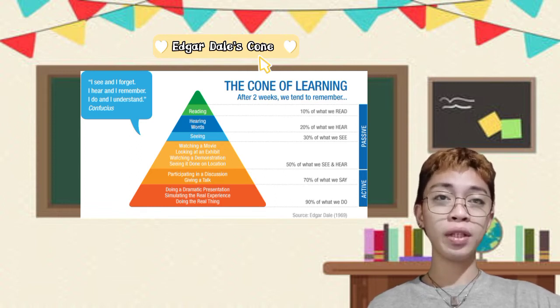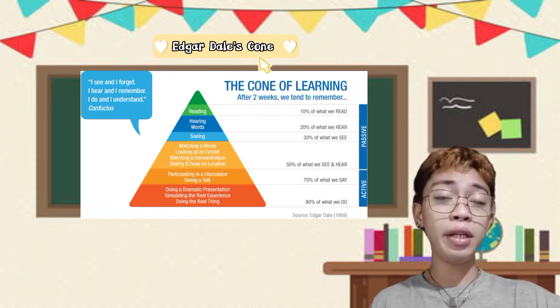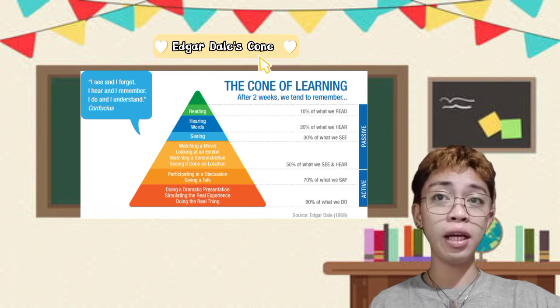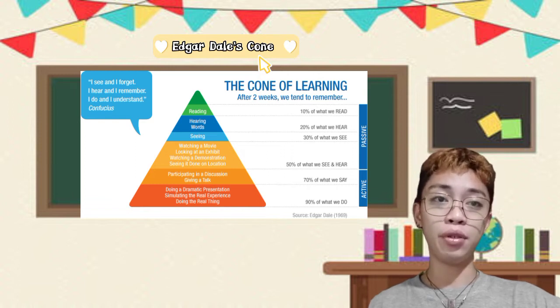The learning of Edgar Dale's cone is a visual metaphor for learner modalities. The objective of Edgar Dale's cone is to visualize, and not to place the value of one learning modality over another. Rather, it shows the difference between active learning and passive learning.